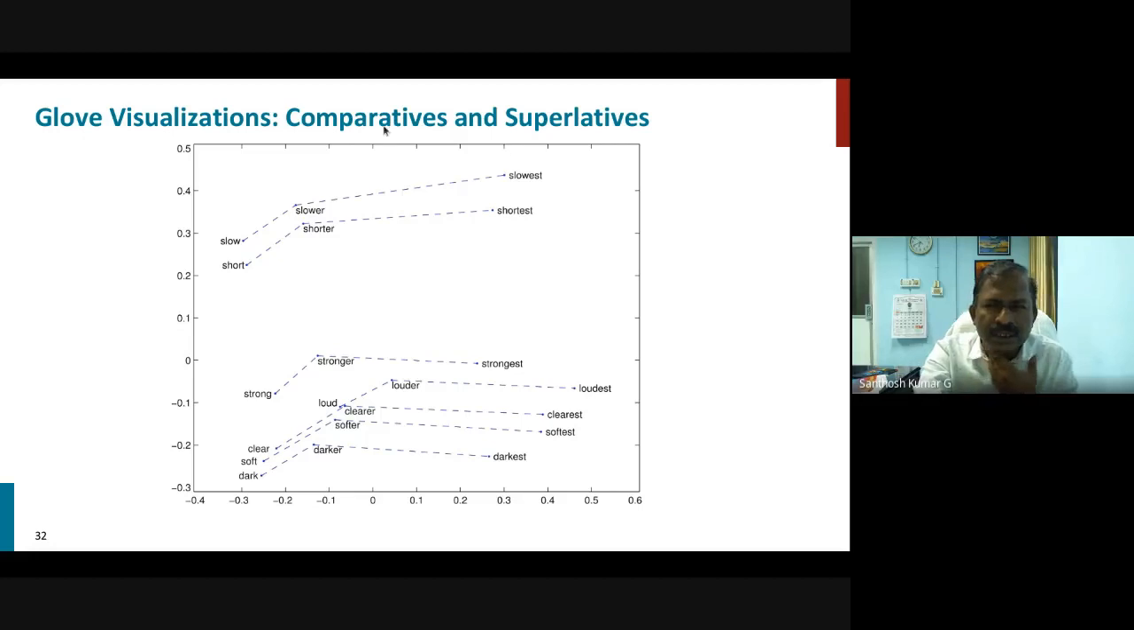And here you can see comparatives and superlatives: slow, slower, slowest, short, shorter, shortest. You can see they are almost equally spaced. For these three concepts, the slowest comes here, the shortest comes here. Similarly, loudest, clearest, softest, darkest all come this side, and louder, clearer, softer come somewhere here, right?